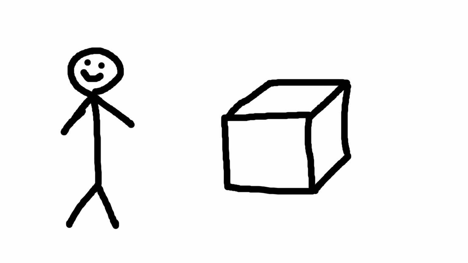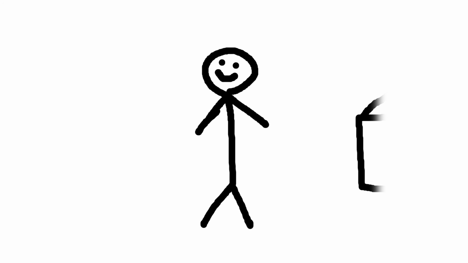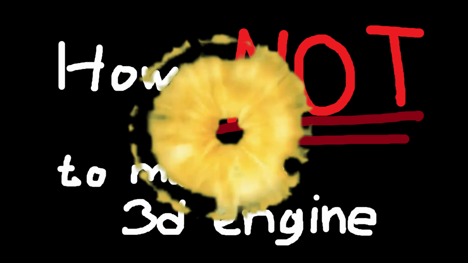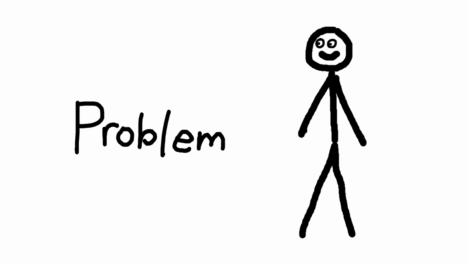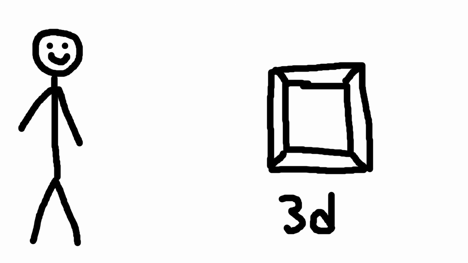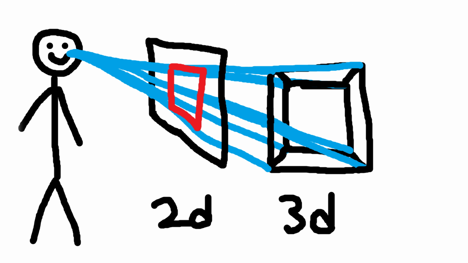So I'm going to walk you through what I did, starting, of course, with how. But before I show you what I did wrong, we need to take a step back and look at the problem. The end goal is to take a 3-dimensional space and project it onto a 2-dimensional screen to show the player.